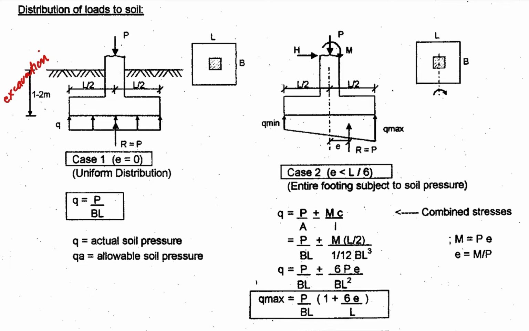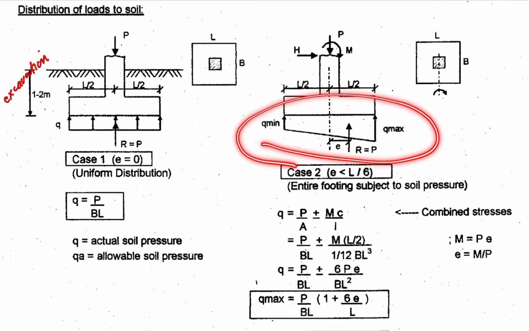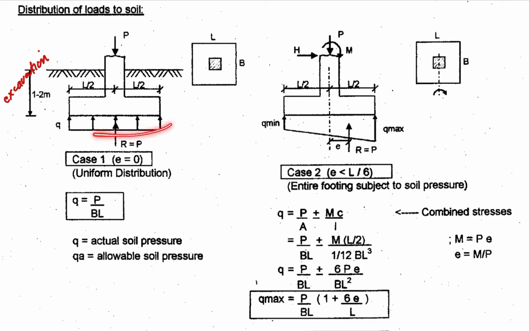Okay. And then for case 2, you have an increasing load. So unlike this one, you have an equal actual soil pressure. For this one, you have different actual pressure. You have the minimum and then the maximum. So this is now case 2. So your eccentricity is less than L over 6, where L is your dimension. Okay, so entire footing subject to soil pressure.